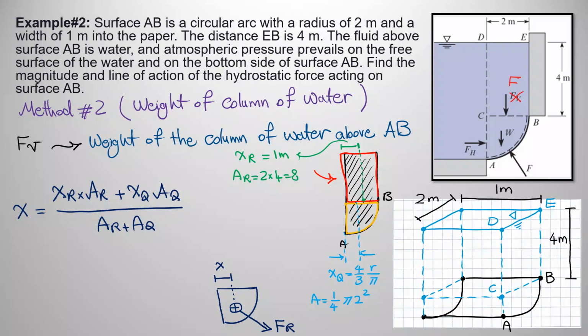So if you calculate all of this, again, your x would be equal to what you calculated in the previous method. If I take a look at my notes, it would be equal to 0.957 meters. So these are the two methods that you can use to calculate different parameters when it comes to calculating forces and location of hydrostatic force.